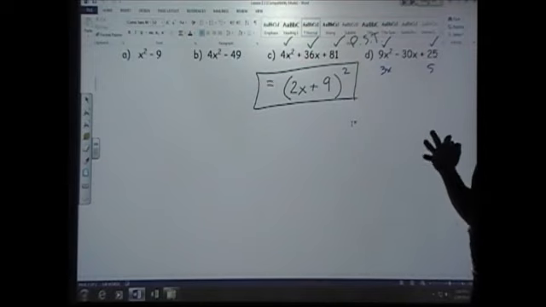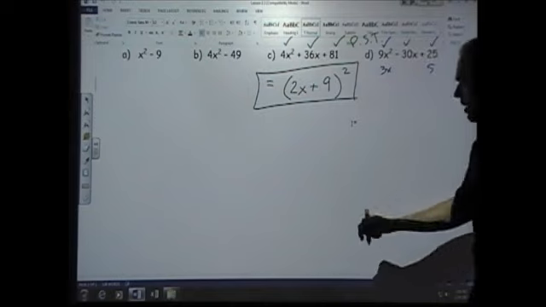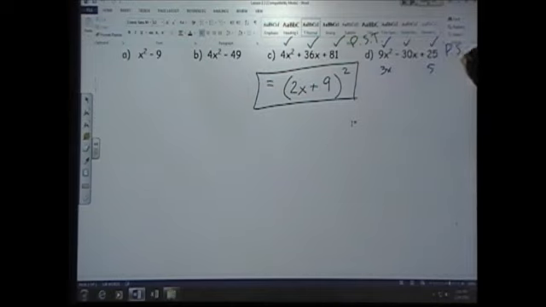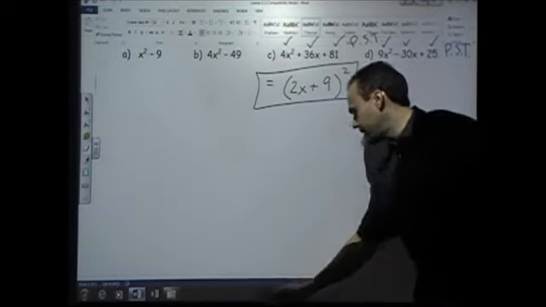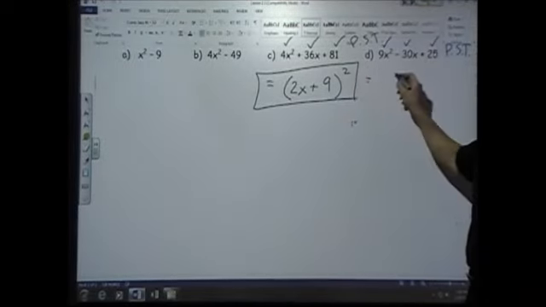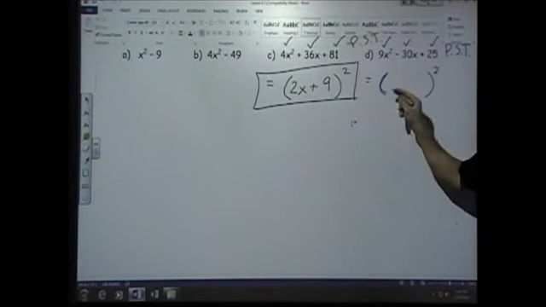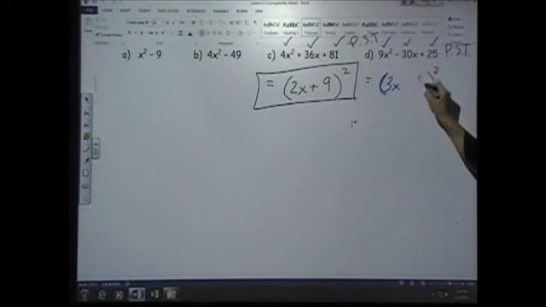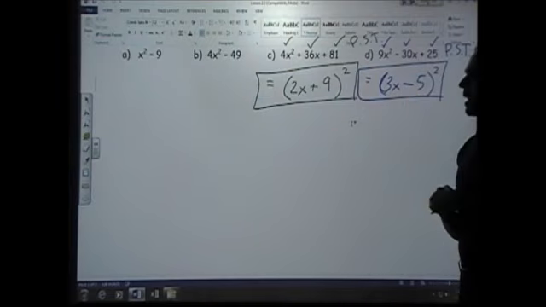3x times 5, 15x, double it is 30x. So guess what? This is a perfect square trinomial. I'm going to label it as that, and I'm going straight to the answer. No decomposition needed for me. So it comes from a binomial all squared. Square root of that is just 3x. Square root of that is just 5 with a negative sign in the middle because the b is negative. So I promise you that if you expand that, it will be that trinomial.